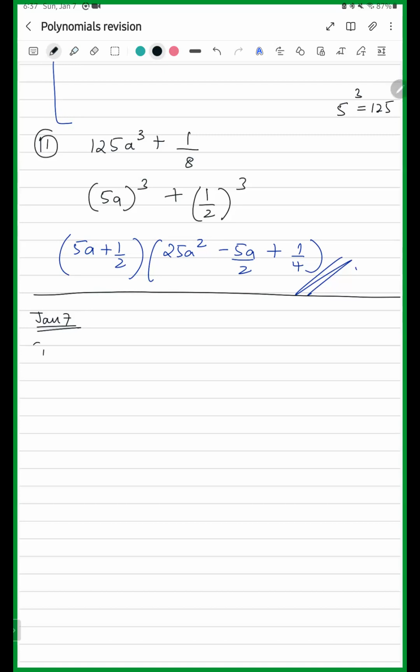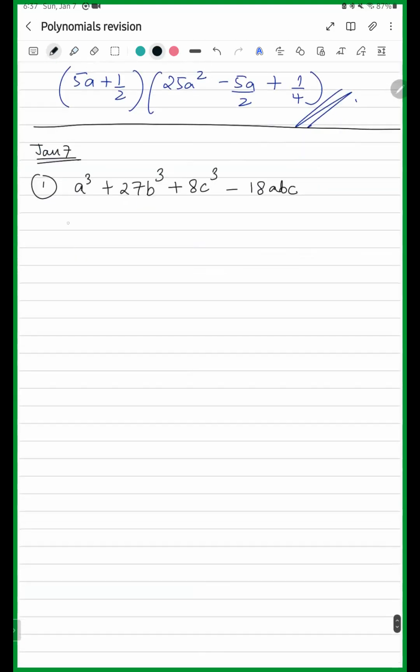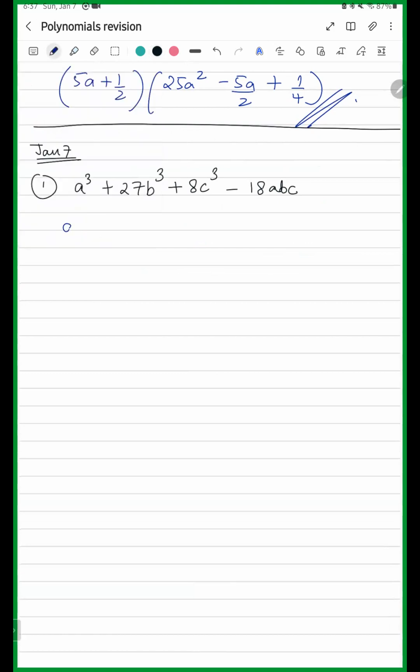So the first question: factorize a cube plus 27b cube plus 8c cube minus 18abc. Here we can write this as a cube itself, plus 27b cube can be written as 3b whole cube.